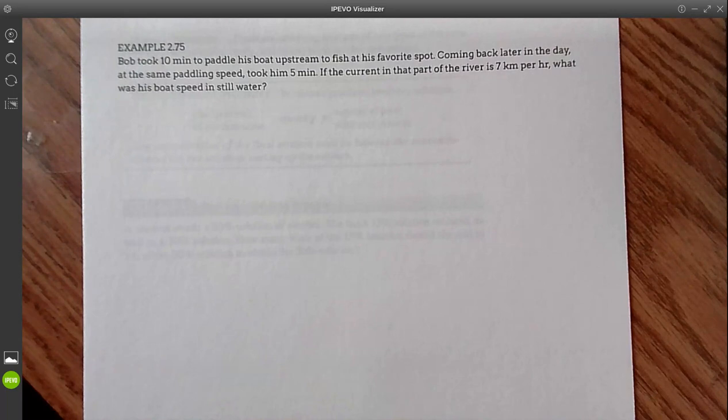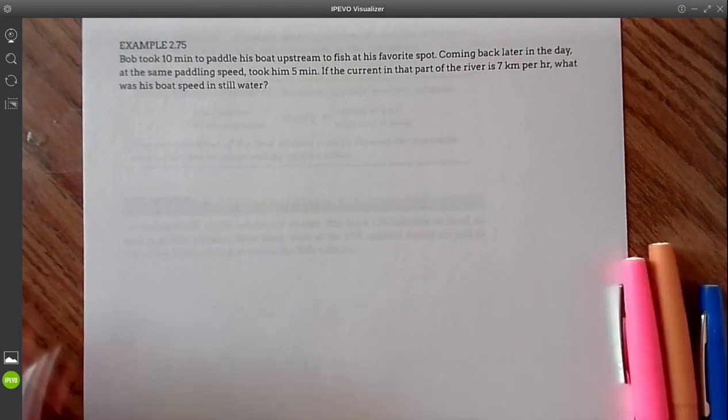Bob took 10 minutes to paddle his boat upstream to fish at his favorite spot. Coming back later in the day at the same paddling speed, it took him 5 minutes. If the current in that part of the river is 7 kilometers per hour, what was his boat speed in still water?